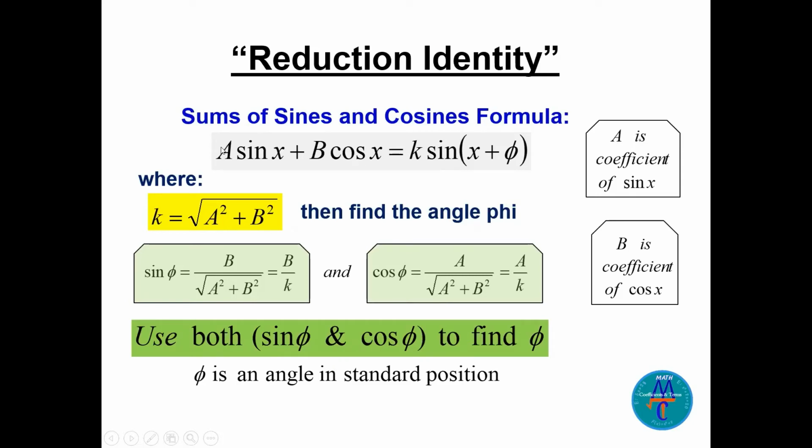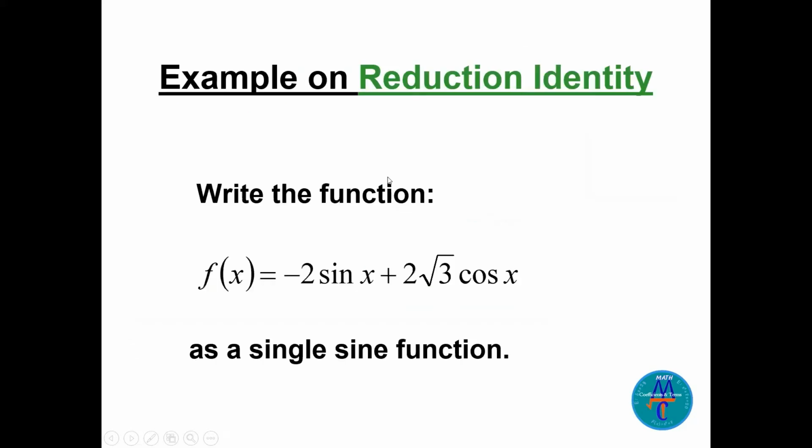So we can write A sine of x plus B cosine of x as k, and this is k here in the yellow, k sine x plus phi. X is the same argument here, and phi you have to find from these two expressions here. Sine of phi will be B over k, cosine of the phi will be A over k. Remember, capital A here is the coefficient of the sine of x, and B is the coefficient of the cosine of the x.